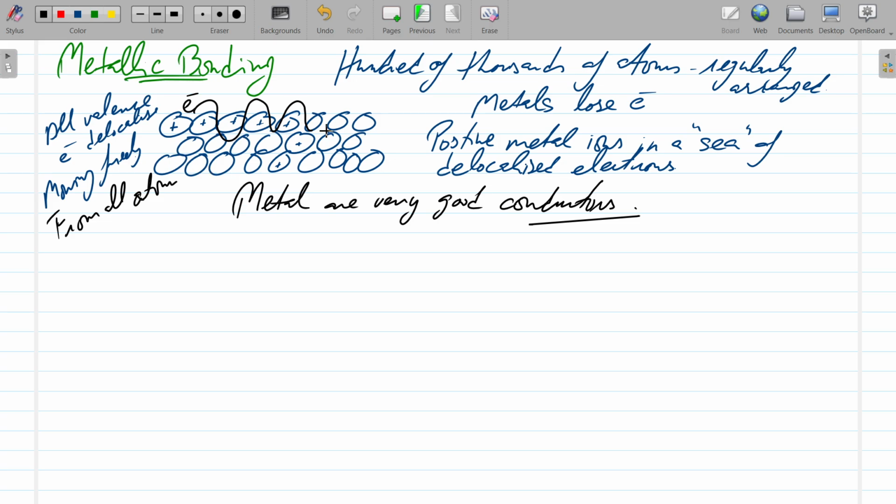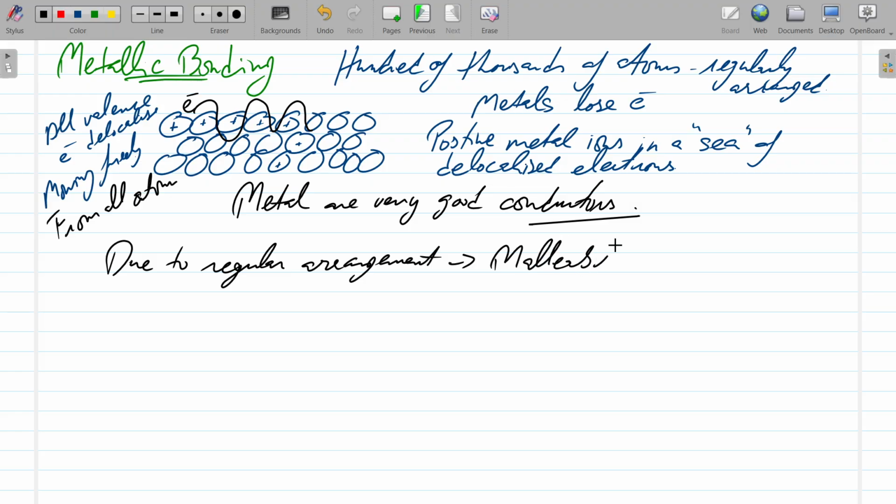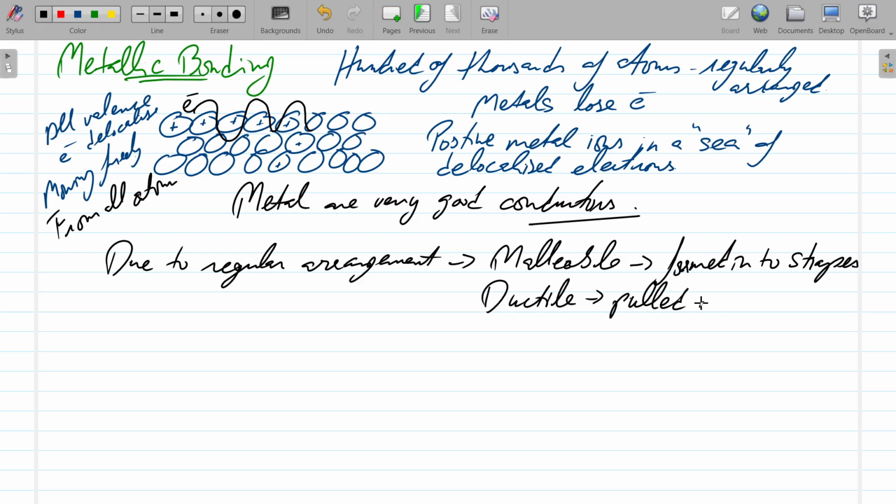Also because of the regular arrangement, metals have the property of being malleable, meaning that they can be formed into shapes. We know that, right? And ductile, which means they can be pulled into wires. We know that as well.